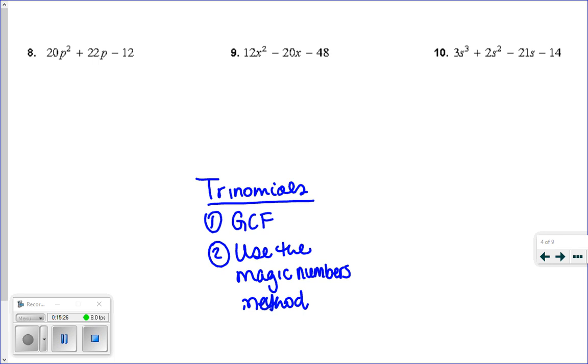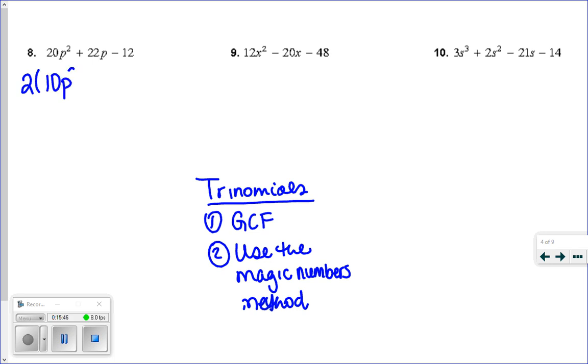All right, so let's try number 8, and then we'll solve a couple and we'll do a couple word problems. So number 8, is there a GCF, right? Step 1, no matter what, is there a GCF between 20, 22, and 12? So I know that 2 certainly goes into all of those. No variable GCF, so all I can pull is a 2.